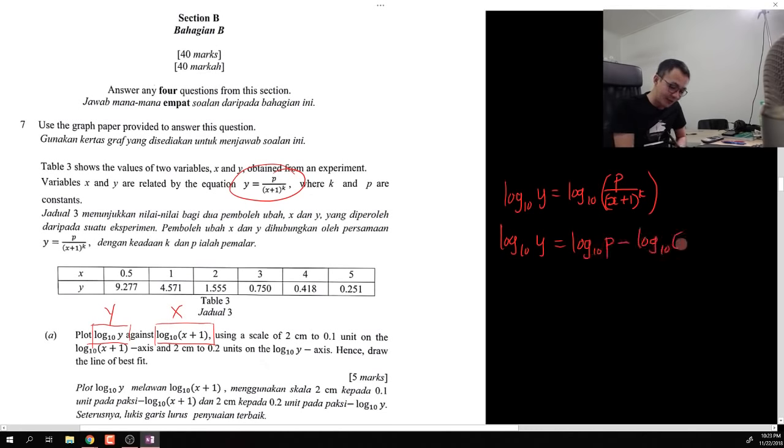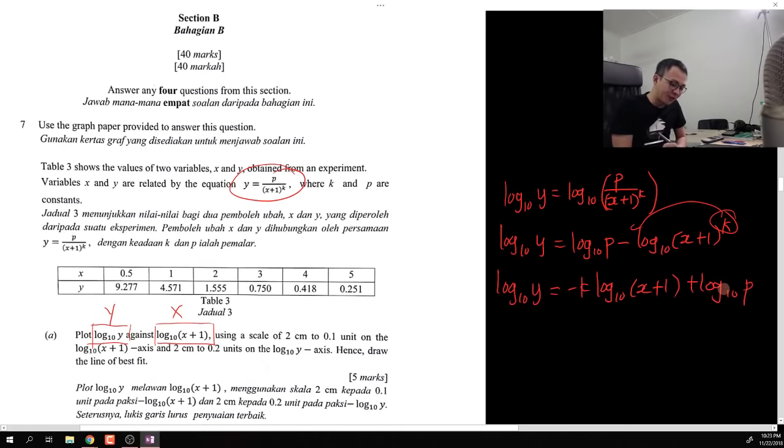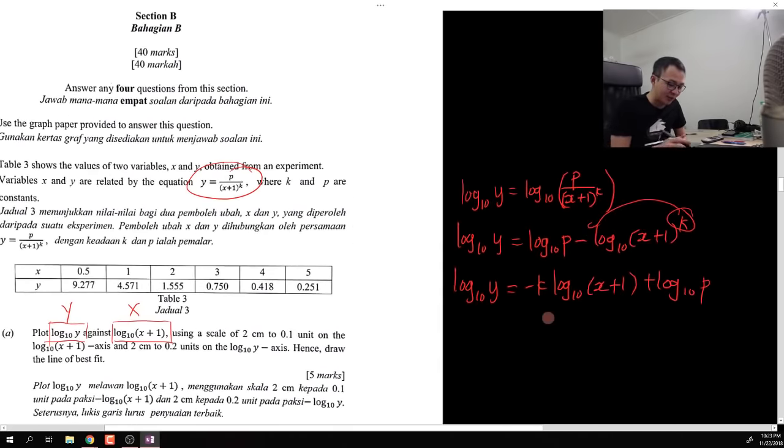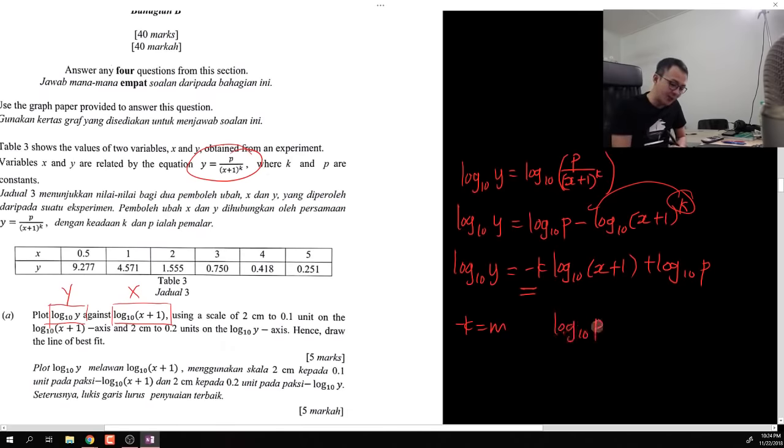Minus log 10 x plus 1 k. Alright, I have a log 10x plus 1 already after I move the k to the front here. So I rearrange my equation. This is negative k, because k moved to the front is still negative k. Log 10x plus 1 plus log 10p. Alright, so from here, at least I know something, which is my log 10k over negative k over here is my gradient. And my log 10p over here is my vertical intercept. Or you can say a log y intercept.